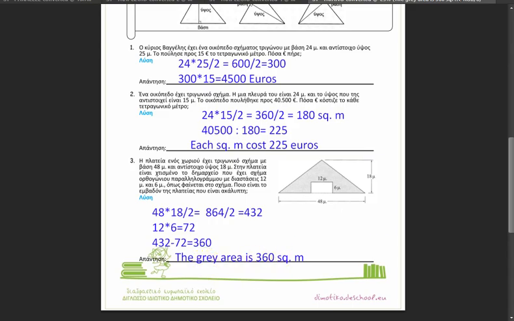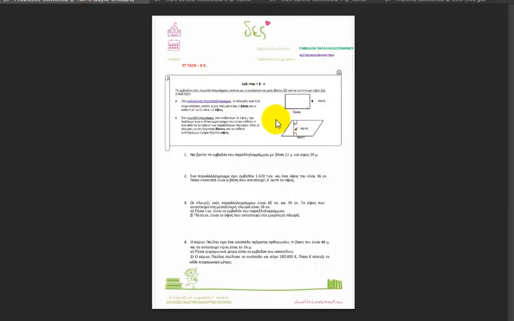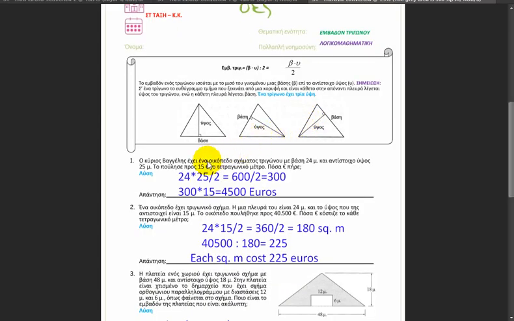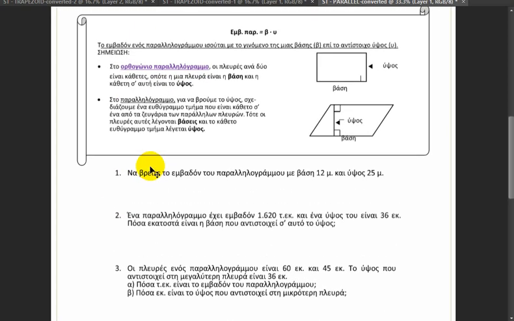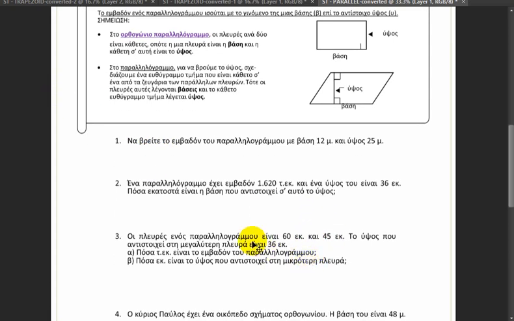Okay. So let's move on. And if you need to check your answers, just go back a little bit and pause the video. Next up, we will be solving the worksheet with the parallelograms. So, let's get right into it.